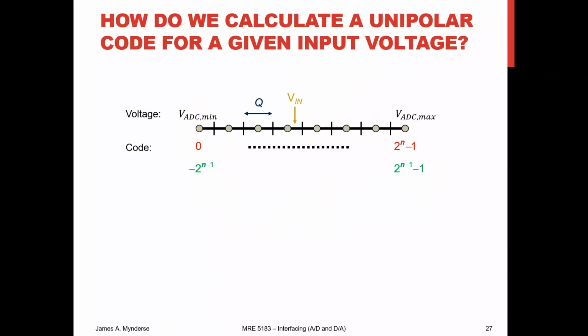We'll use those, and so let's start with unipolar codes, and then we'll go to bipolar codes, obviously. So let's start with unipolar codes, and if I want to map an input voltage into a code, well, this is a mapping problem.